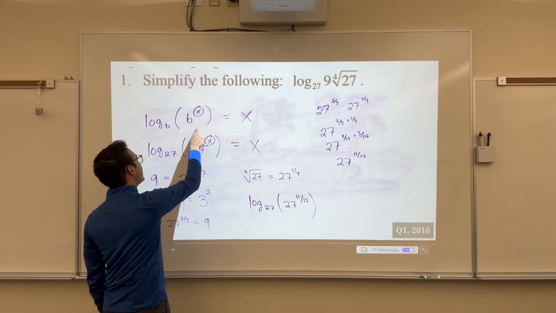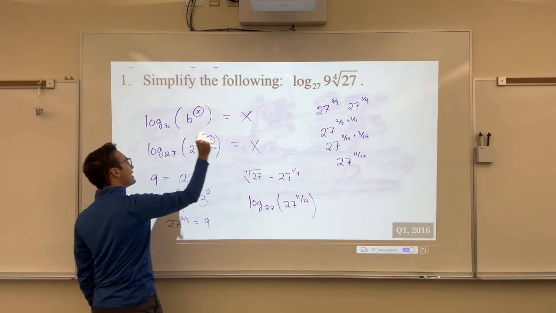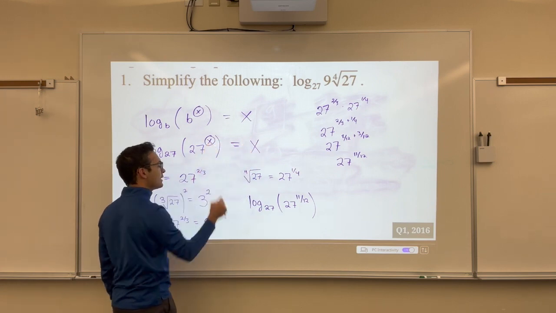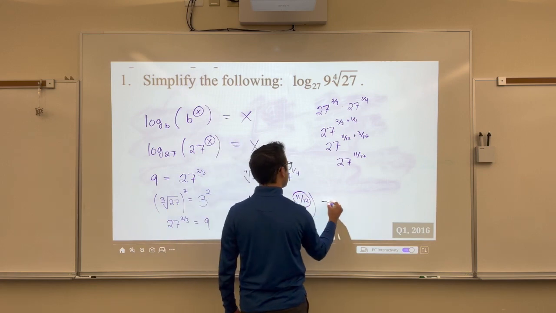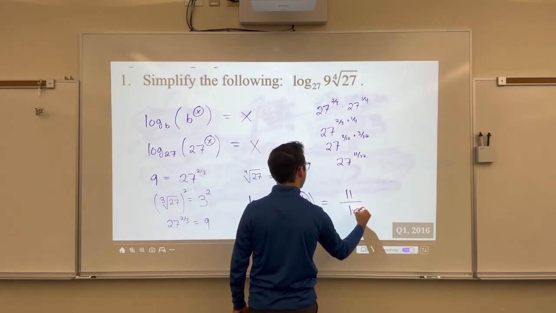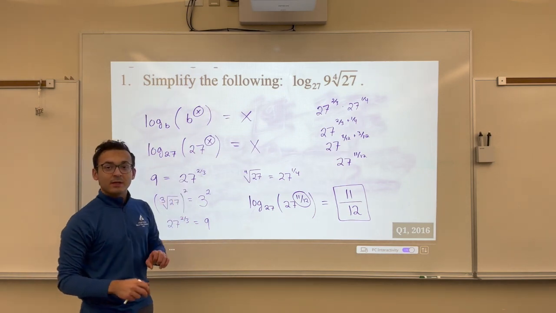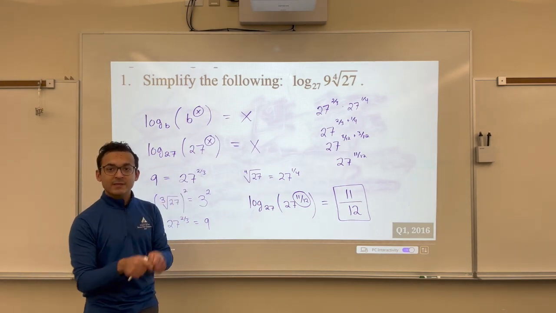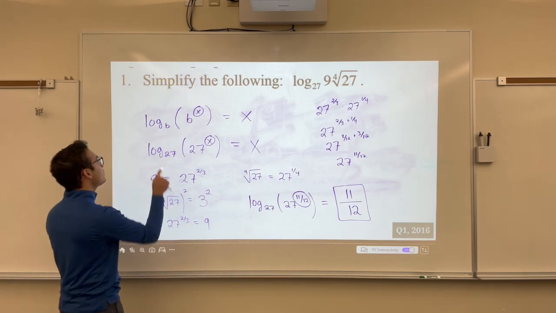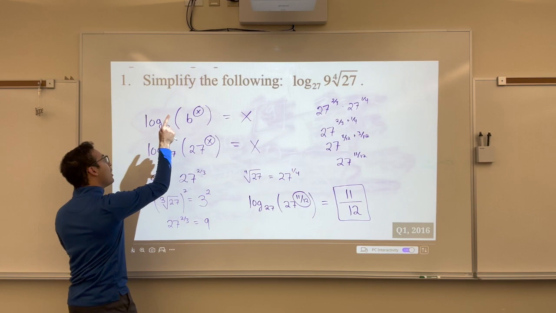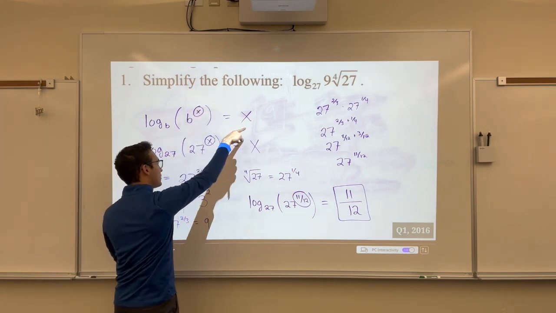And as I mentioned over here, if this base and this base are the same, then the answer is just going to be the exponent. So the 27 and the 27 cancel, leaving us with the answer, which is 11/12. And that's our final answer. Now the takeaway from this problem is to remember that logarithms and exponential functions are inverse functions. So when we do the log base b of b to the x, we will get out our original exponent.